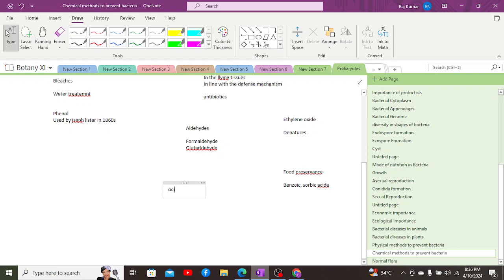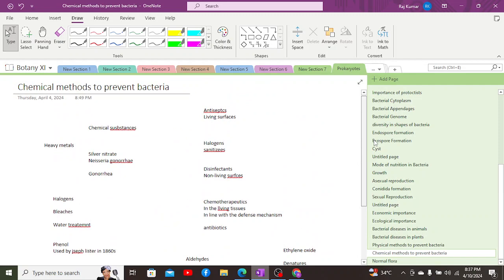After that, oxidizing agents are also there, such as permanganates and peroxides. Permanganates and peroxides are oxidizing agents which cause the oxidation of the microbial protein, providing oxygen, as a result of which they alter the microbial protein and ultimately inhibit the metabolism. So this is how they function. These were all about the chemical methods.